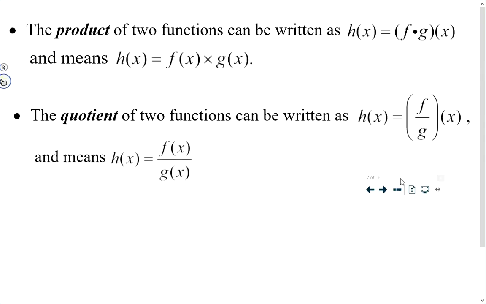Just like yesterday, we have some notation that we have to go over. When you see the product of 2 functions, it's written this way. This is saying h of x is equal to f times g of x. And what it means is you're going to take the function f of x and multiply by the function g of x. The quotient of two functions is written this way, and this is pronounced h of x equals f over g of x, and what it means is f of x divided by g of x.